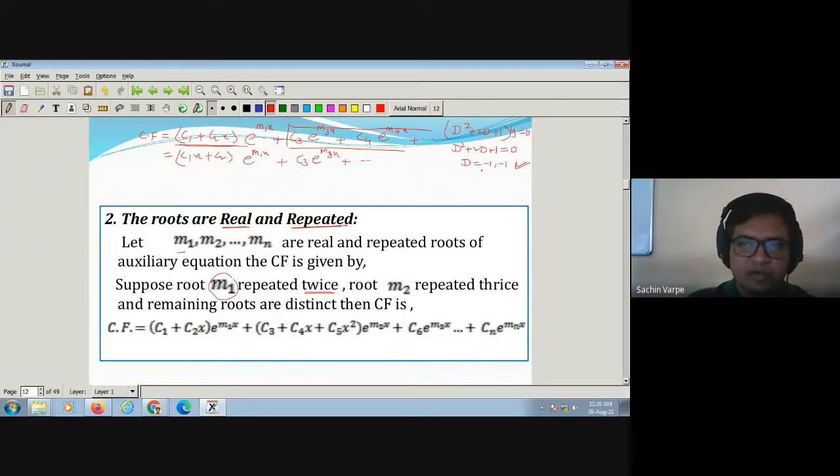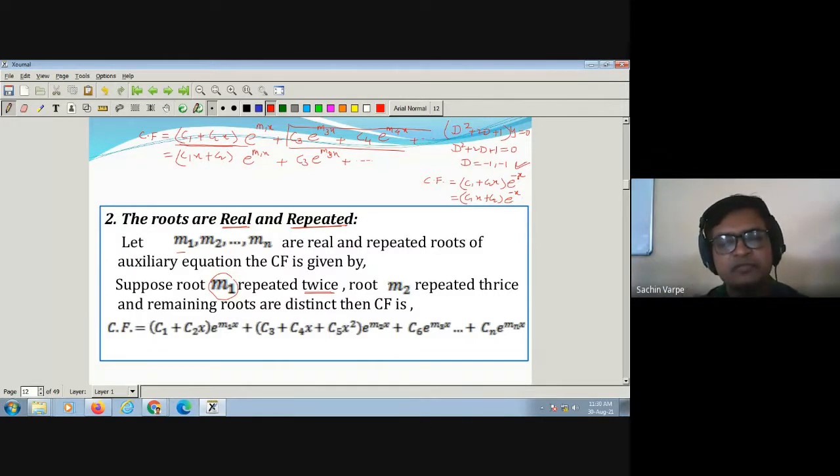So how do I write the complementary function in this case? The complementary function is CF equal to (C1 plus C2 x) e to the power minus x. Or you can write it as (C1 x plus C2) e to the power minus x also. Order of arbitrary constant is not important. Is this clear?